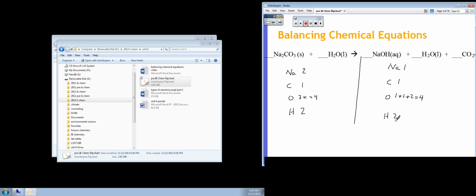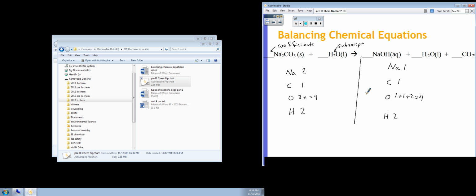We are going to change what's called the coefficients, which are the numbers out in front, to tell us how many of that particular compound or molecule we have, and use that to balance our equations. We cannot change the subscript, because if we do, we're actually changing the identity of the compound, and that would make a whole new chemical reaction.